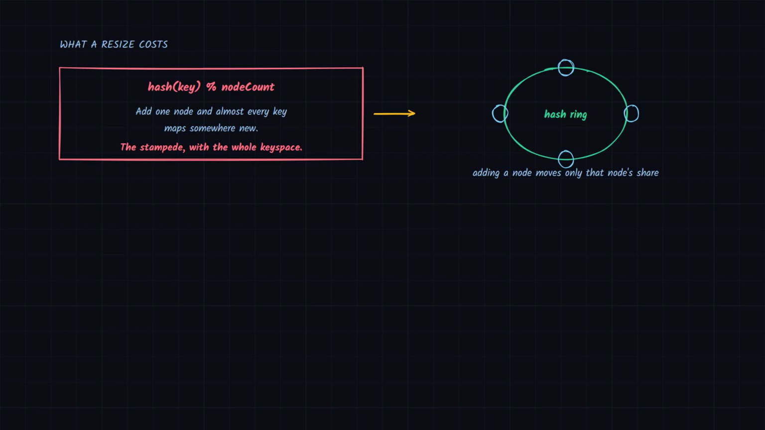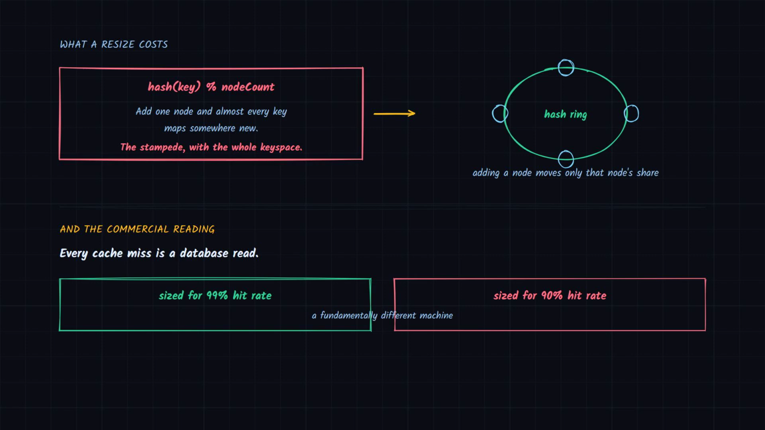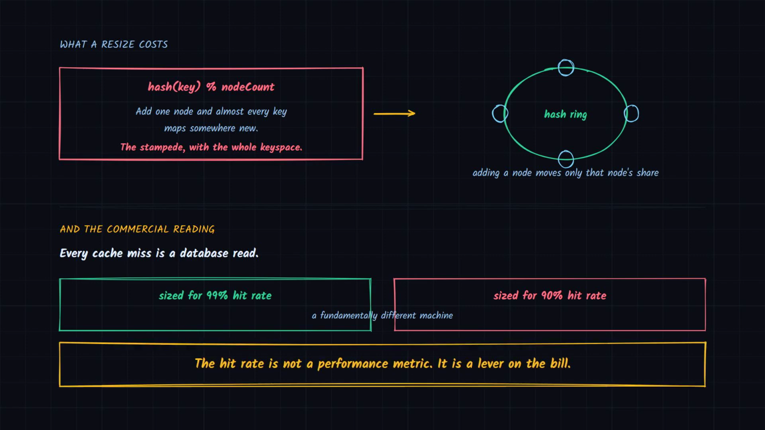And there is a commercial reading of all this that is easy to miss. Every cache miss is a database read, and a database sized for a 99% hit rate is a fundamentally different machine from one sized for 90%. The hit rate is not just a performance metric, it is one of the largest levers you have on the bill.